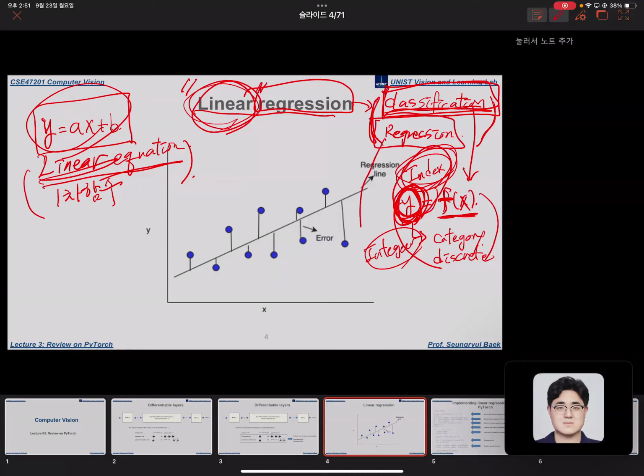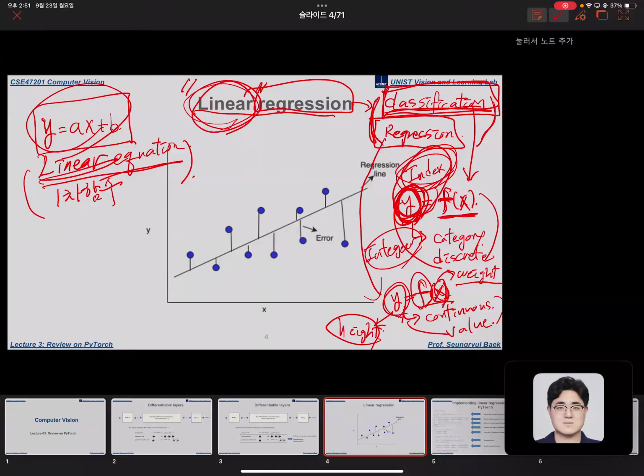But in regression, if we input x to the function f, then it will output something, and that output has some continuous value. For example, let's say x is the weight of a person, and we can train some function f that maps weight to height. In this situation, the output itself has some semantic meaning.